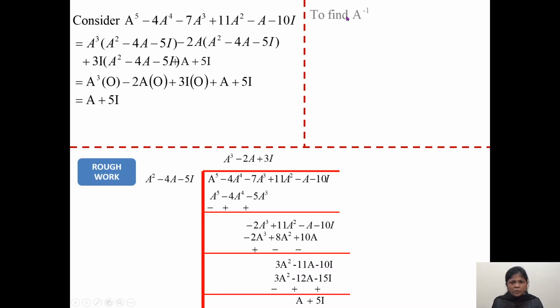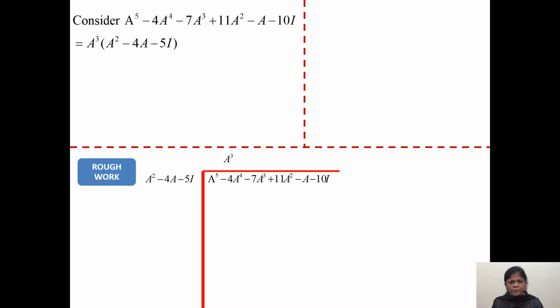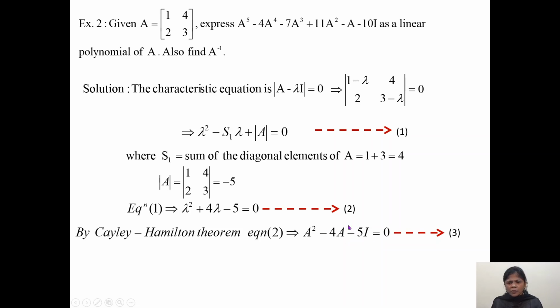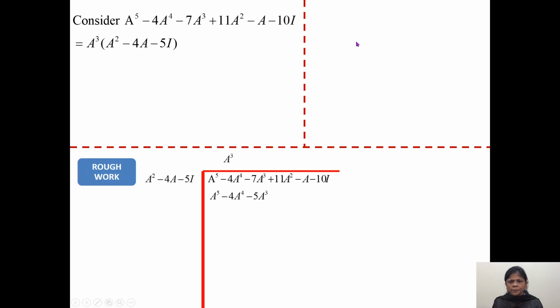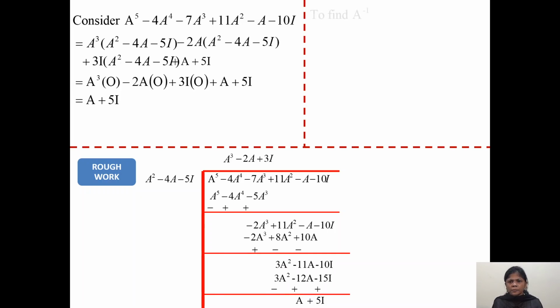Now next part. Next part is to find out A inverse. So again, as I said, from the equation 2. So what is equation 2? This one, right? So we will consider this equation 3. So from equation 3 we will take lowest power term on one side. So that is 5I is equal to A square minus 4A.